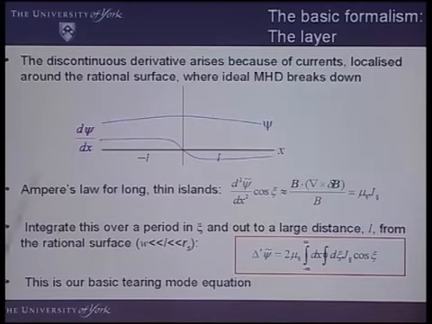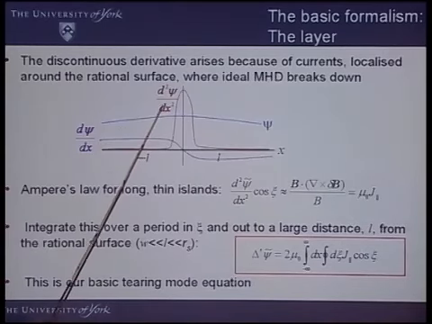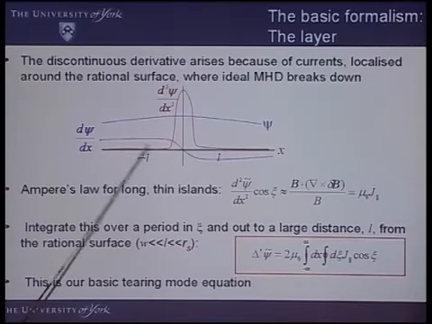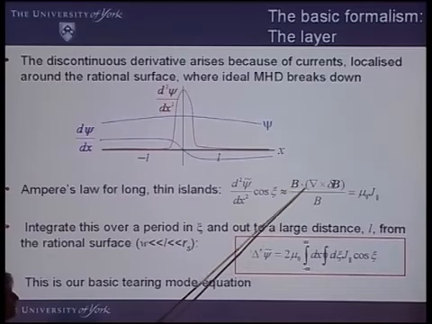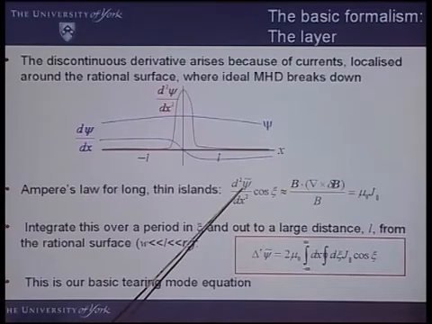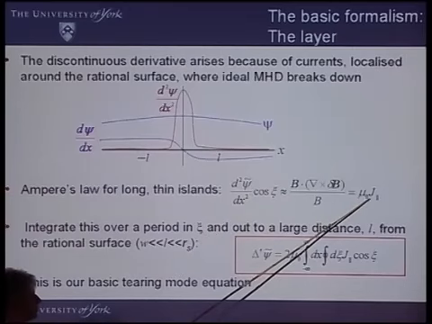And so there's this jump, as I said, in d psi dx as you go across the rational surface. That jump in d psi dx gives you a spike in the second derivative, d2 psi dx squared, at the rational surface. Now d2 psi dx squared is just related to the curl of the magnetic field perturbation that I've introduced for the island. In fact, it's the parallel component of it. So this d2 psi dx squared is just the parallel current through Ampere's law.